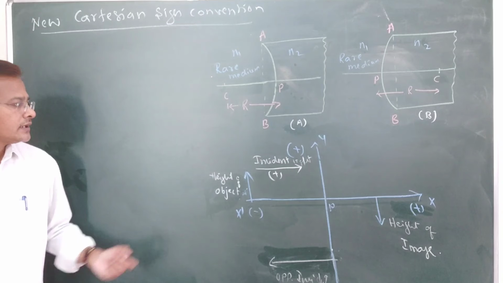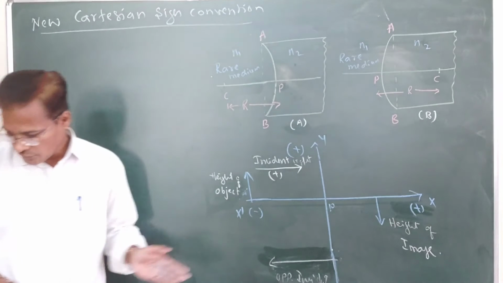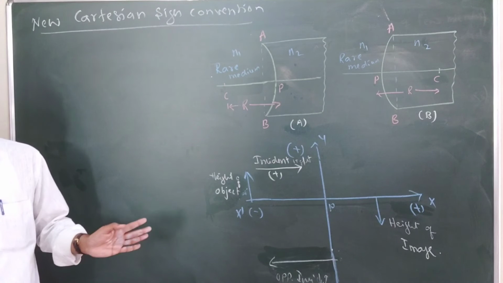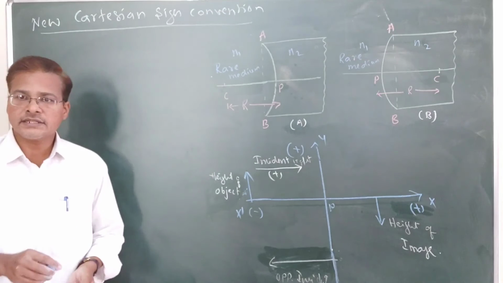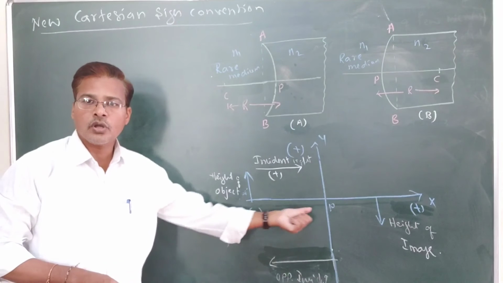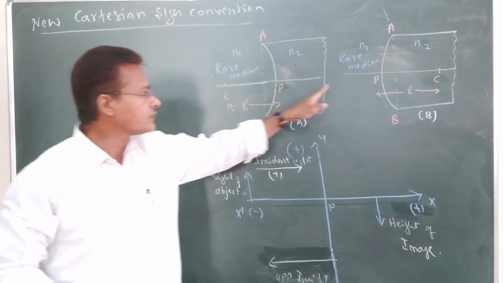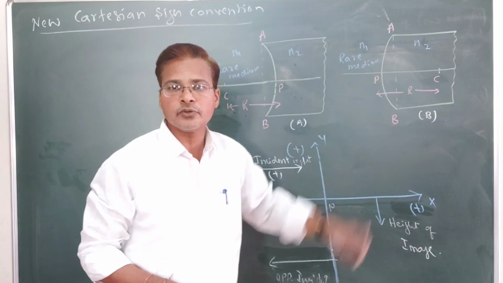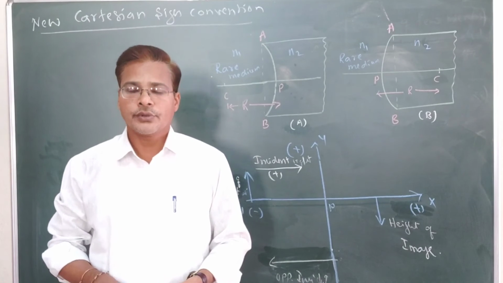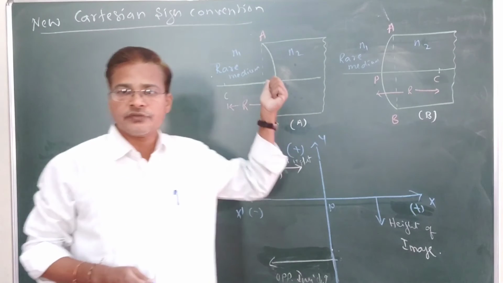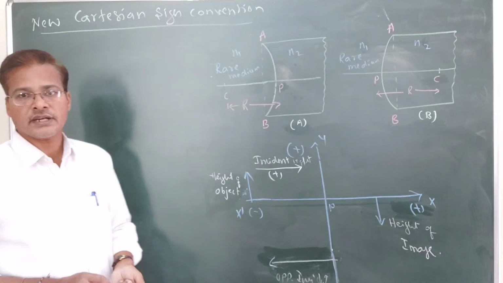Now see, first we are going to see that all the distances are measured from the pole of the spherical refracting surface, means from here, the pole of the spherical refracting surface. From here onwards we are going to measure. Whatever it may be, object distance or image distance, whatever distance we are measuring is measured from the pole of the refracting surface.